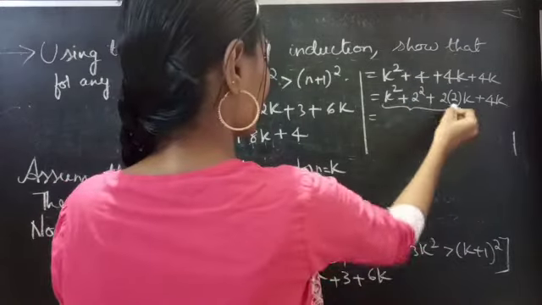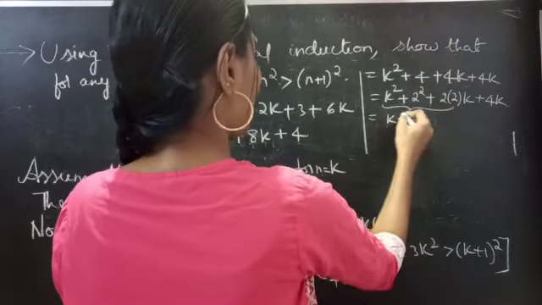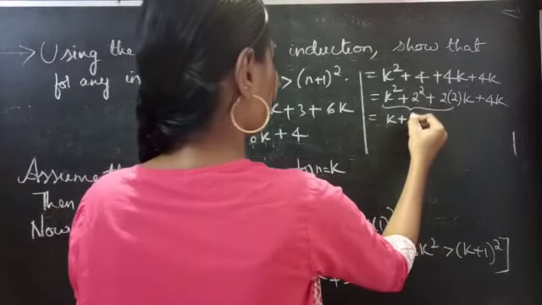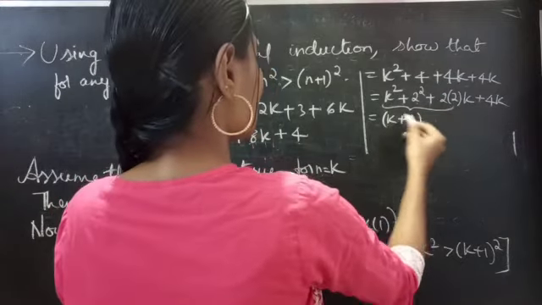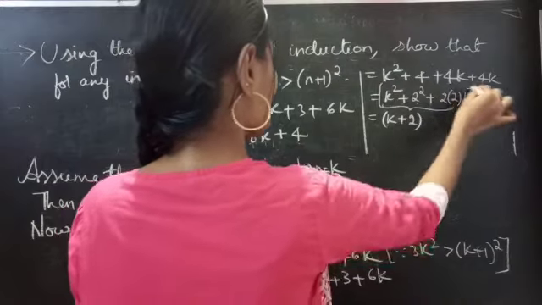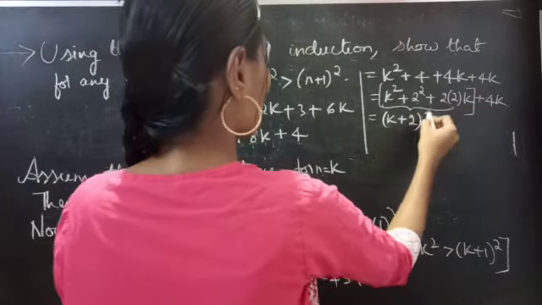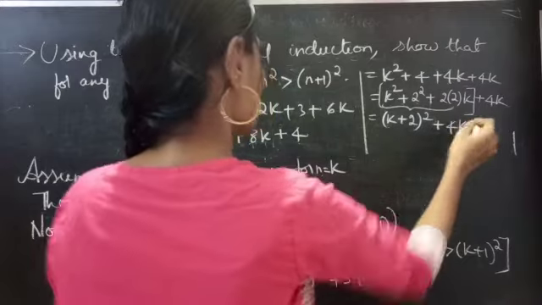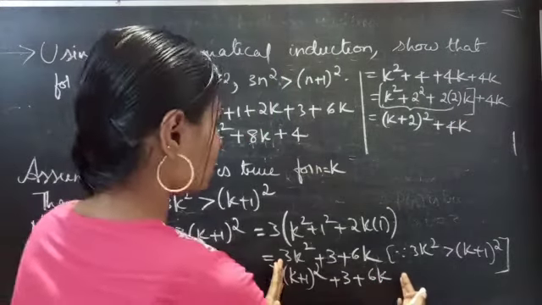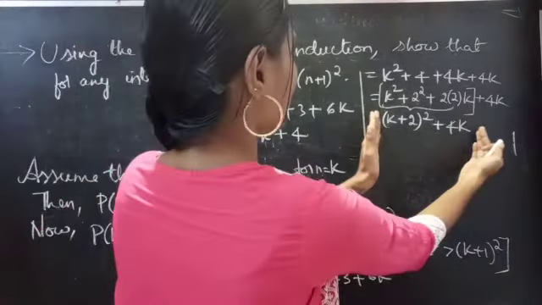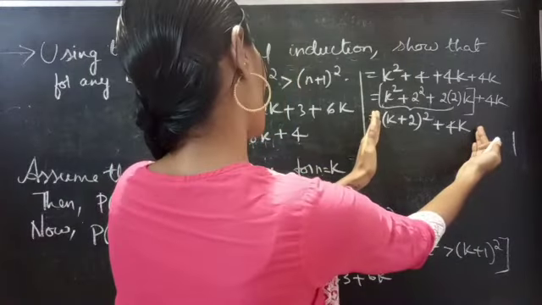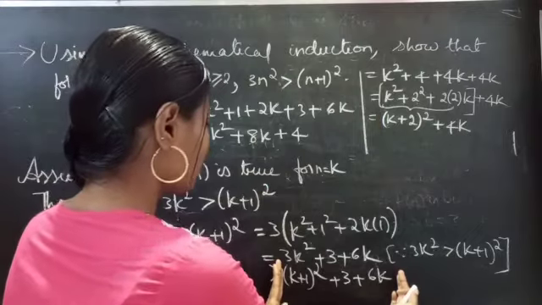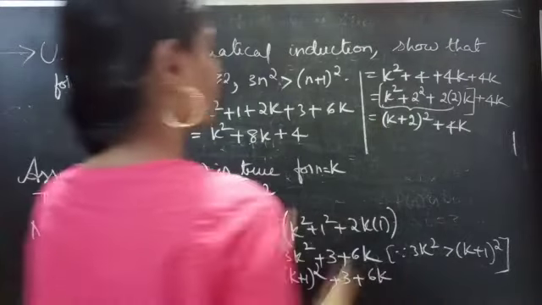This is of a square plus b square plus 2ab form, right? So you can write the total expression as k plus 2 whole square plus the last term as it is. So this expression is equals to k plus 2 whole square plus 4k. Okay, we are simply simplifying this. Okay, fine.